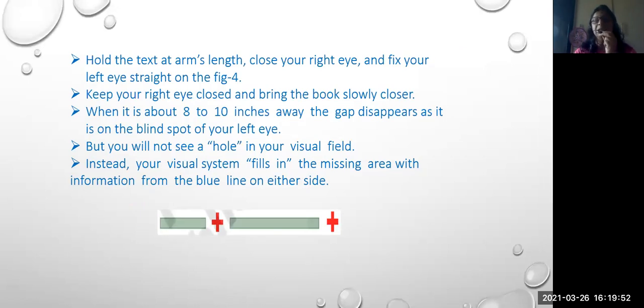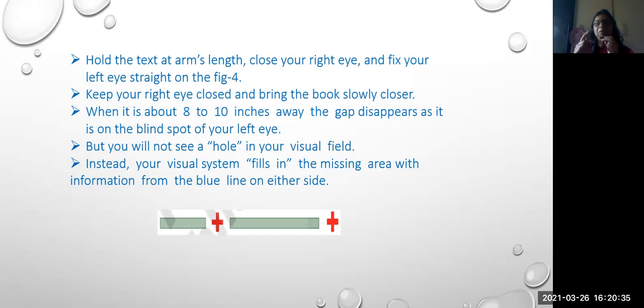There is one activity. The activity is to hold the text at arm's length. Hold the textbook at that arm's length, close your right eye and fix your left eye straight on figure 4. That means here is the figure. Close the right eye and focus the left eye on the figure straight, keep your right eye closed, and bring the book slowly closer to your eyes.